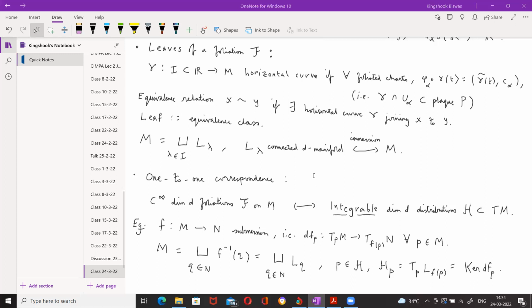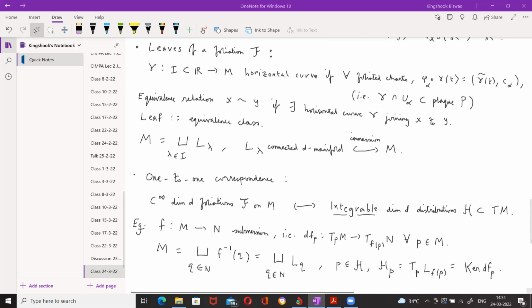Immersion of, yeah, and the leaves of the foliation are just the cosets of H. That's understandable. The leaves are just the cosets. Okay, so is the picture with foliations a bit clearer now? You have some idea about it? Yes. Okay, good.